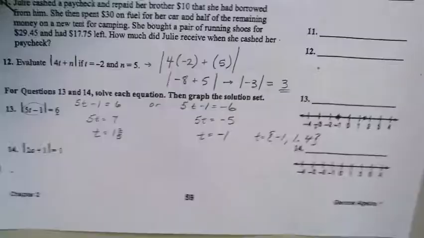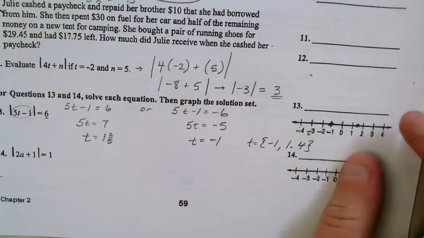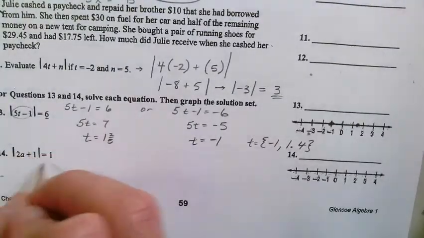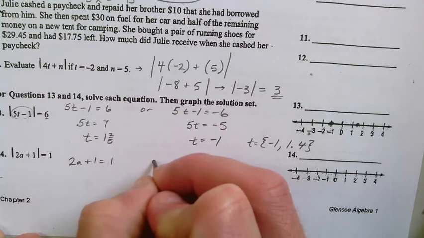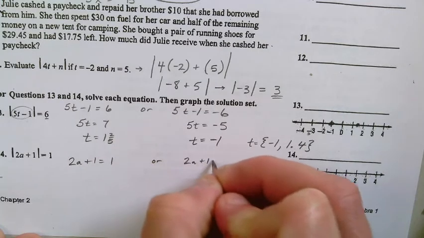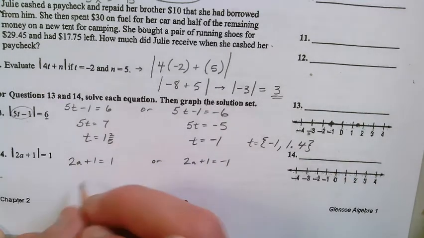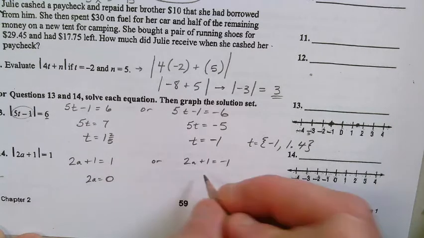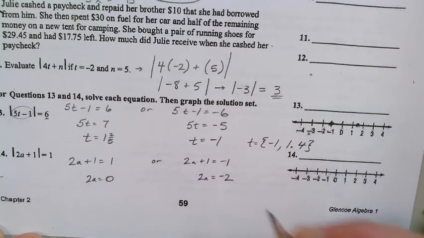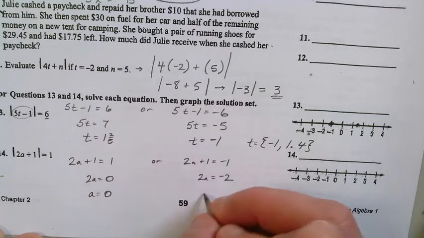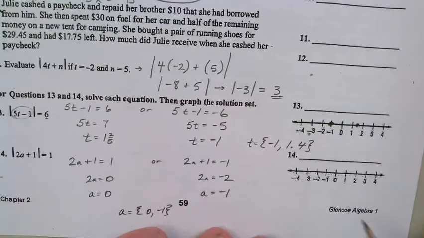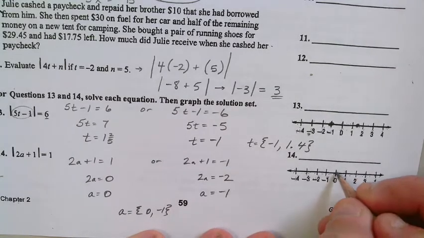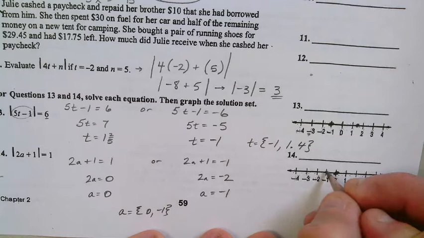Now, as I look at the next one, again, anything inside of here could be a 1 or a negative 1. So I'm going to set up the two equations like this. And I'm going to go ahead and solve. So if I subtract 1, 2a is equal to 0. Negative 2, end up a equaling 0, and a could equal negative 1. So the solution set for a is going to be 0 or negative 1. And over here, as I put that down, I have 0 right there and negative 1 right there.